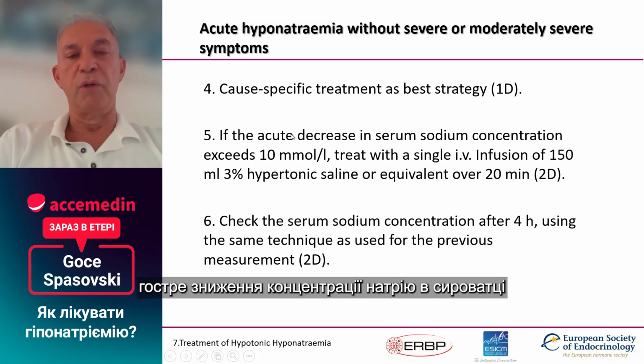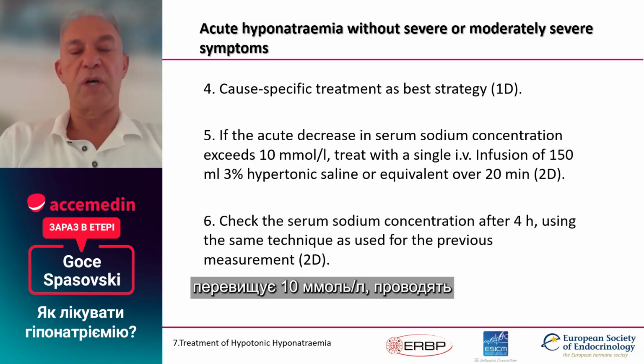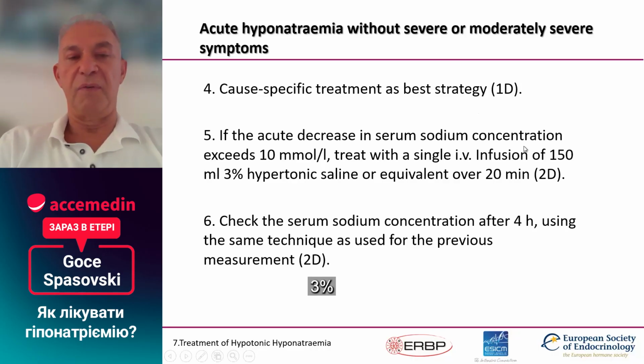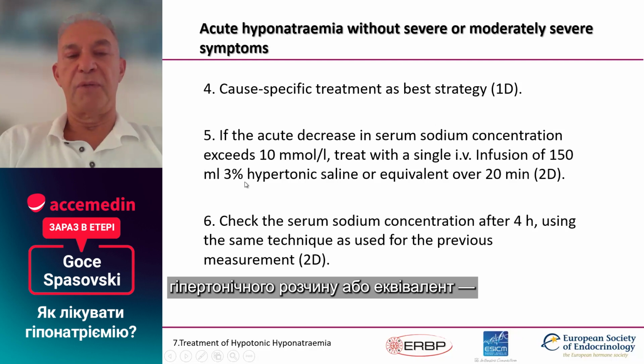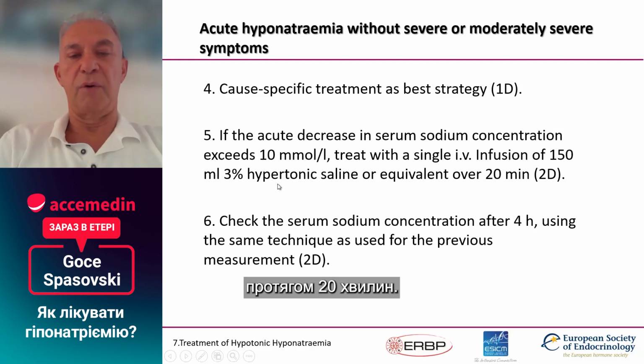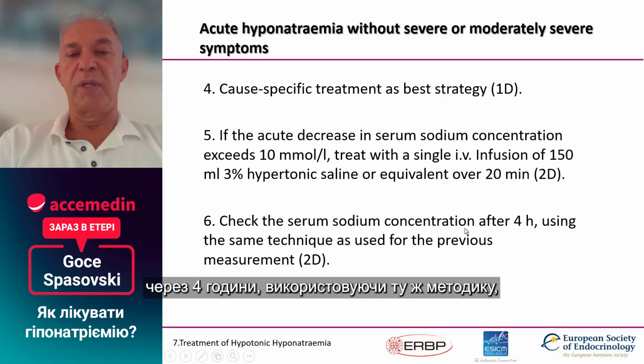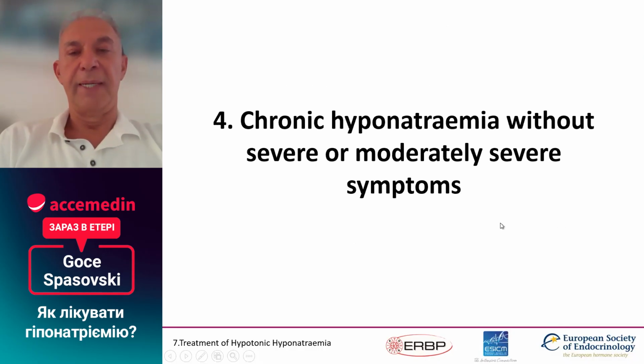If the acute decrease in serum sodium concentration exceeds 10 millimoles per liter, treat then with a single IV infusion of 150 milliliters of 3% hypertonic saline or equivalent over 20 minutes. We should check the serum sodium concentration after 4 hours using the same technique as previously done.